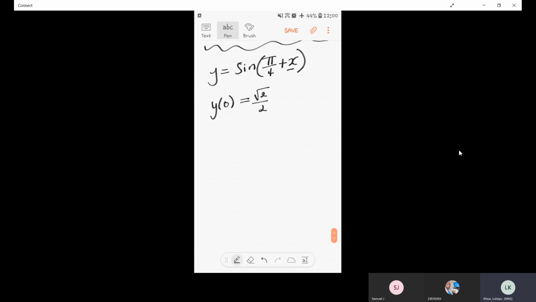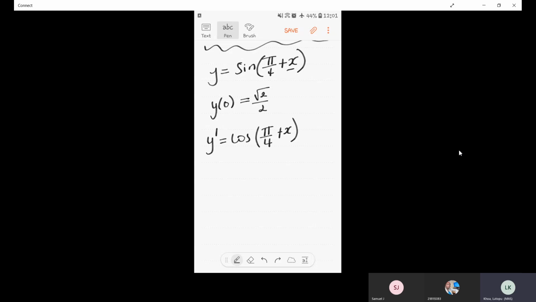Then again, I differentiate y prime. On the outside, I have sine, so the derivative of sine is cos. The inside must stay the way it is. And then I multiply by the derivative of the inside. The derivative of pi over 4 is 0, and the derivative of x is 1. Then I have 0 plus 1, which is 1. So I will be multiplying by 1, and we know that multiplying by 1 doesn't change anything. So that is the first derivative.